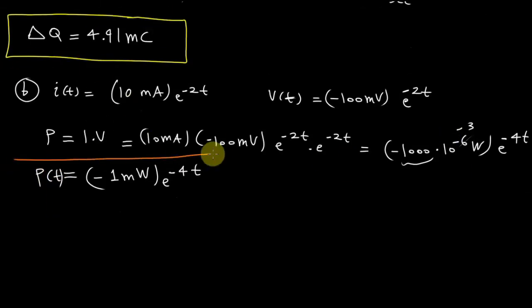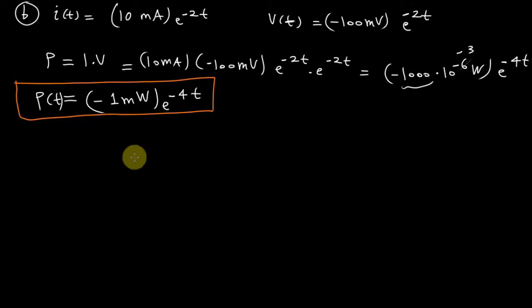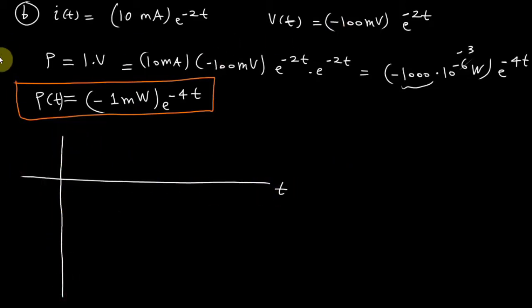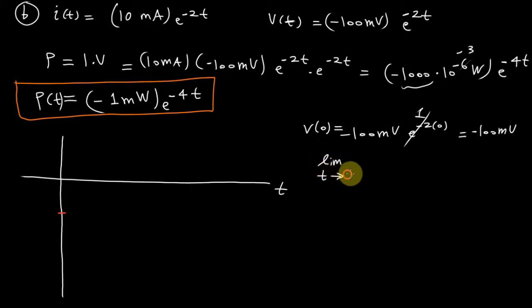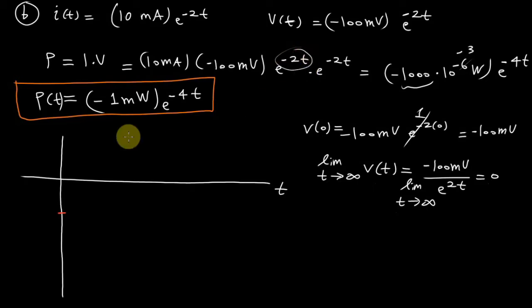So that's our power. Now, although you're not asked, let's just go ahead and graph it just to see what these waveforms look like. So for the voltage, at t equals 0 it's negative 100 millivolts times e to the minus 2 times 0, which is negative 100 millivolts. And as t approaches infinity, so as t grows very large, we see that we have 0. I rewrote e to the minus 2t as 1 over e to the 2t. So that's our waveform. The decay rate is negative 2, which is in the exponent of the exponential function.